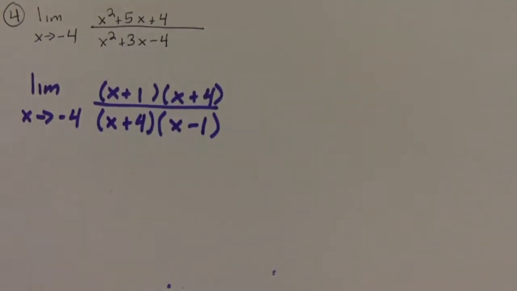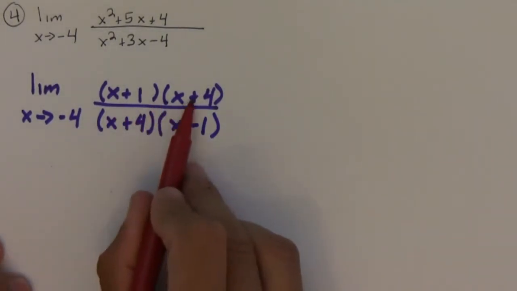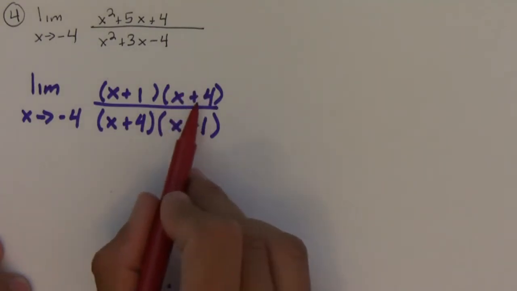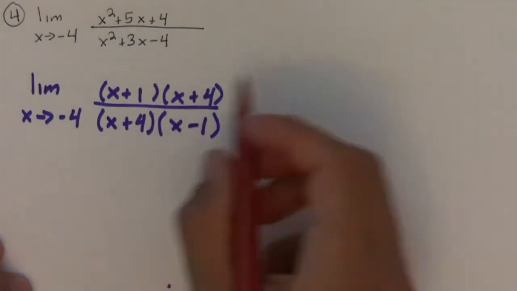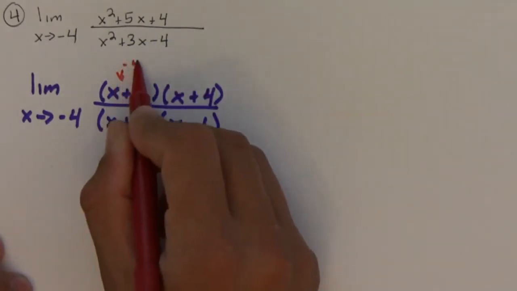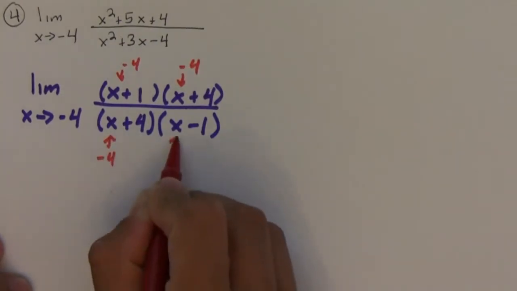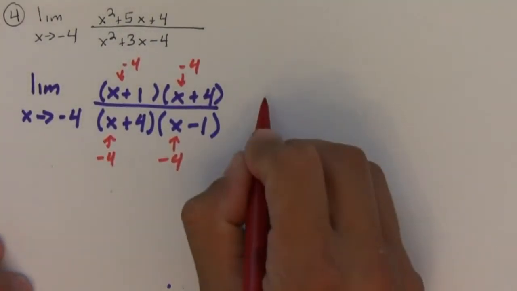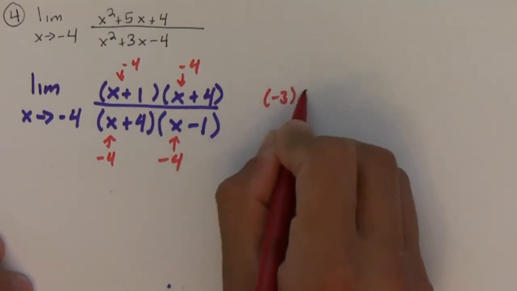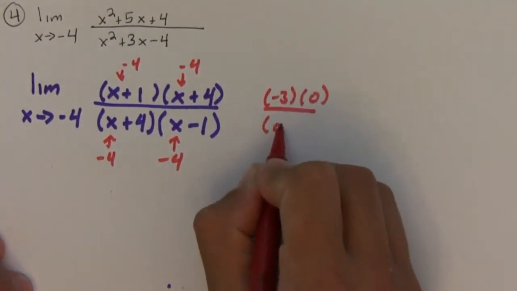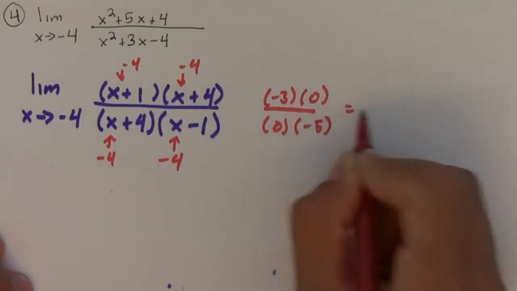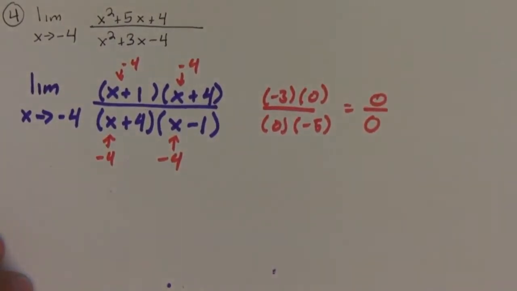minus 1. Okay, now notice that if you plug in negative 4, on the numerator you would get 0. Why don't we write it out? So we're going to plug in negative 4. Negative 4, negative 4, negative 4, and negative 4. Okay, so what we would get is negative 3 times 0 over 0 times negative 5. And this is an indeterminate form, 0 over 0. So what that means basically is that we have to do more work.